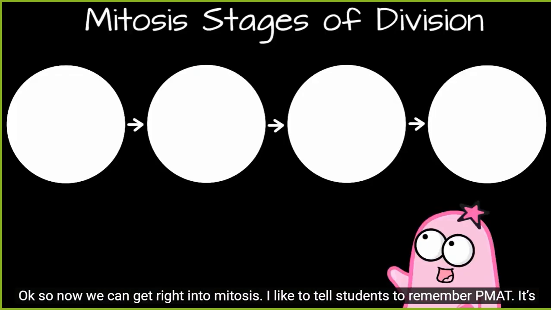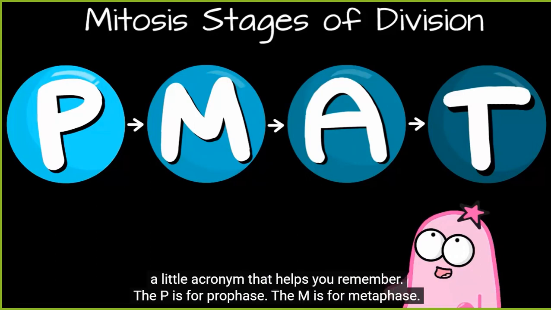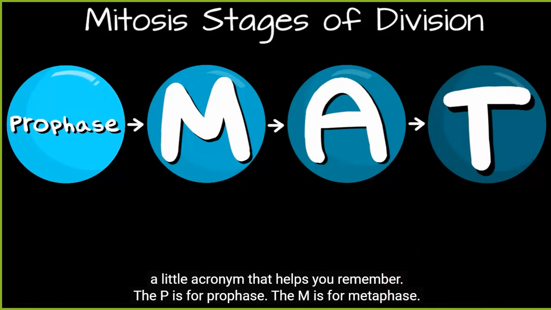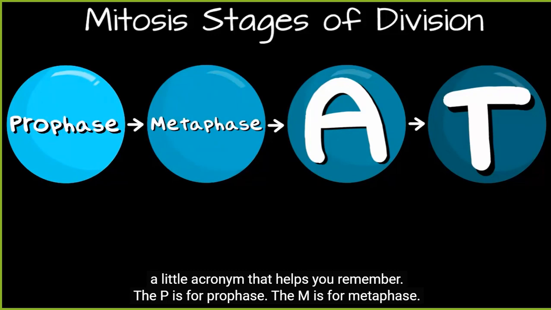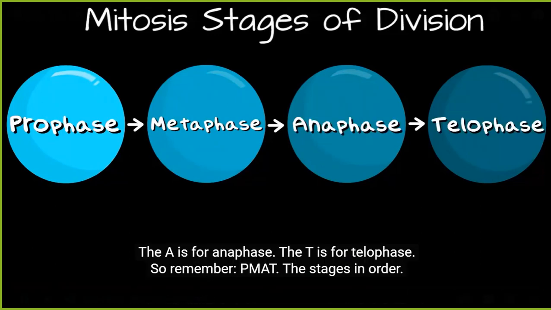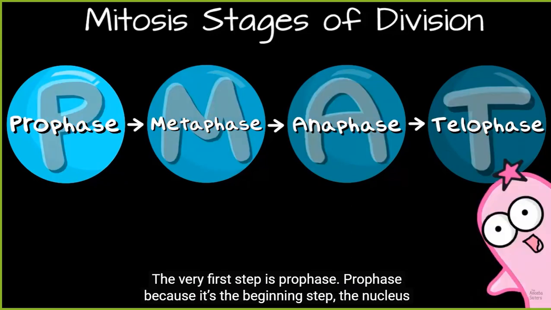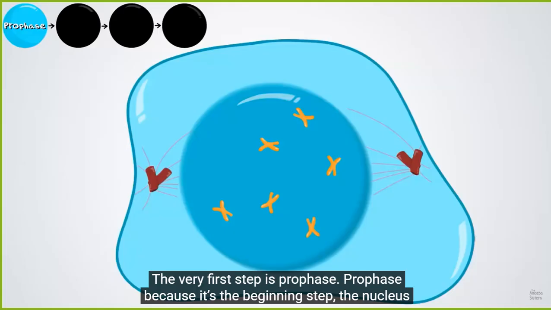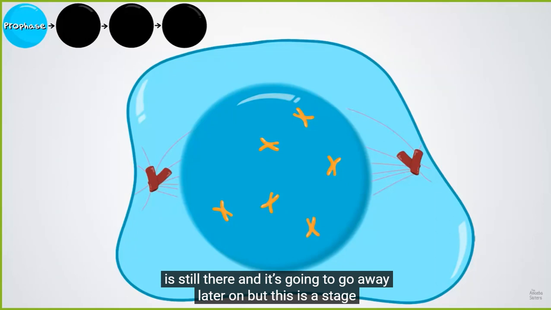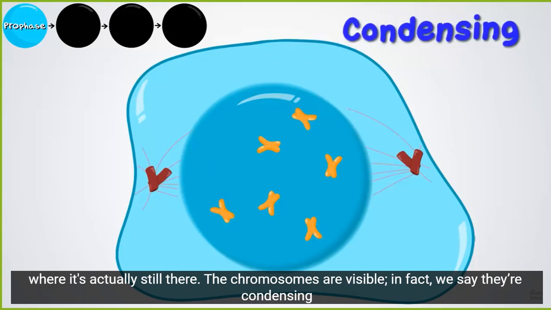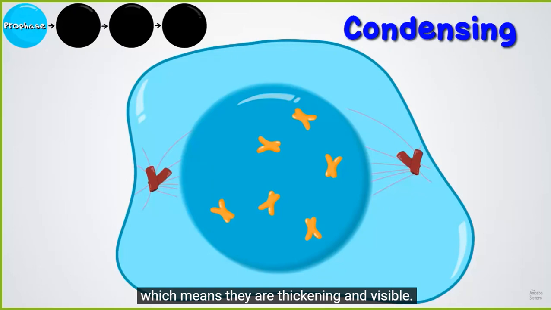Okay, so now we can get right into mitosis. I like to tell students to remember PMAT. It's a little acronym that helps you remember. The P is for prophase, the M is for metaphase, the A is for anaphase, and the T is for telophase. So remember PMAT, the stages in order. The very first step is prophase. Prophase because it's the beginning step, the nucleus is still there, and it's going to go away later on, but this is a stage where it's actually still there. The chromosomes are visible. In fact, we say they're condensing, which means they are thickening and visible.